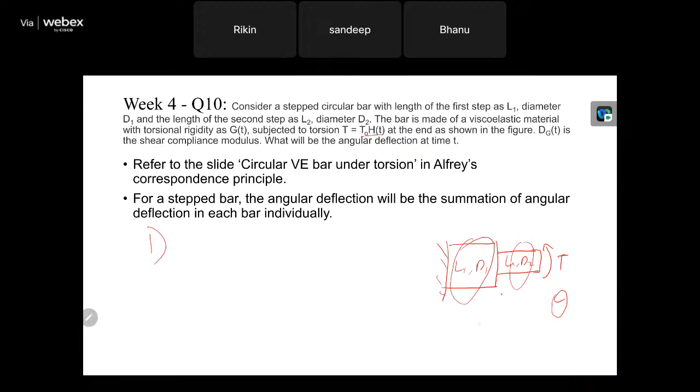Also, one more hint to this question is the professor has solved a question for not a stepped bar, just a normal circular bar under torsion. If you can apply that same concept to this question, you'll get the answer pretty soon. So these are all the questions of week 4, which I have given a hint to. So it can help you solve. But yes, if anyone has any doubt in these numericals or how to approach, or wants me to repeat some questions from week 3 or week 4, please let me know.